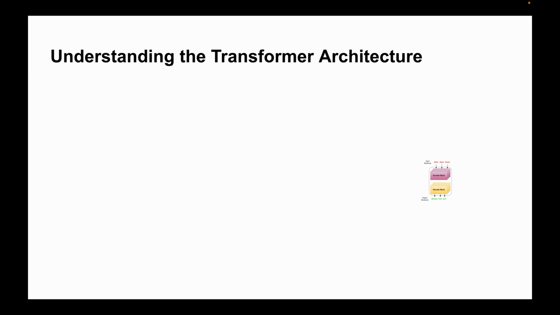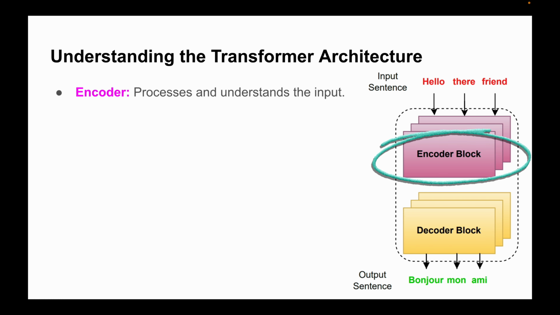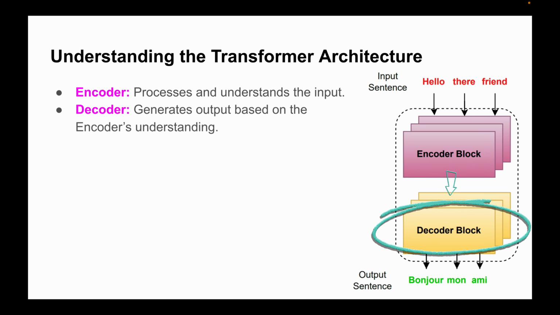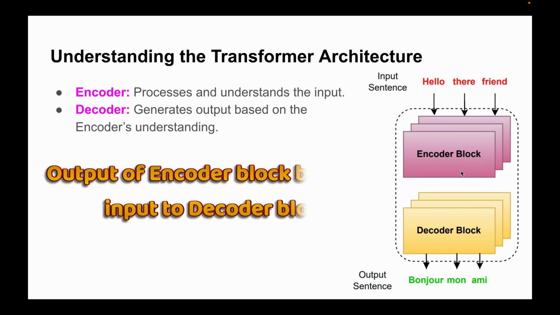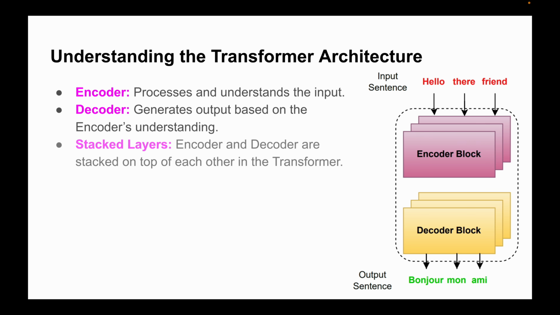This transformer architecture is mainly made up of two parts. As we can see in this diagram, there is an encoder block and there is a decoder block. These are the two main components. The encoder processes the input and understands it, whereas the decoder generates the output based on what the encoder understood. The output of the encoder block becomes input to the decoder block. These two parts of the transformer work together in a loop, but they are stacked on top of each other in the transformer, as we can see here.